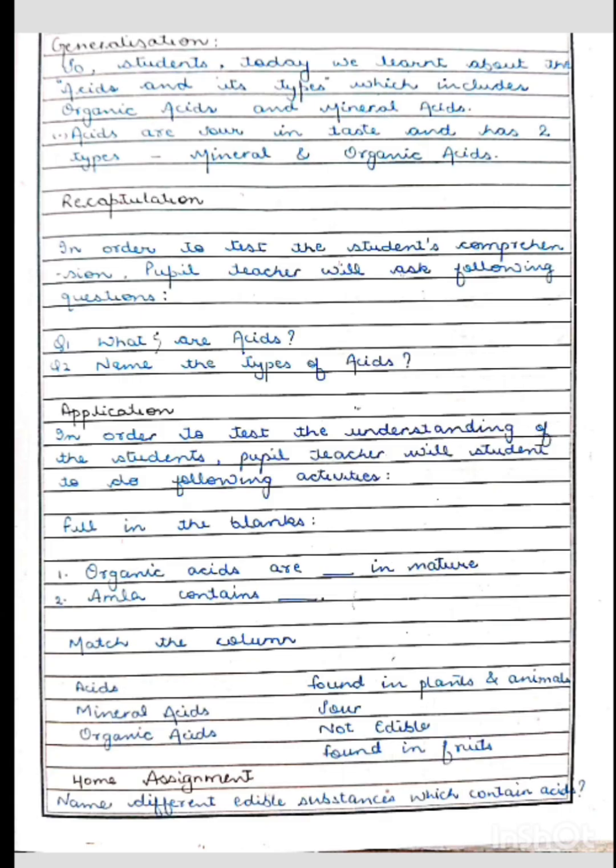The next part is the generalization part. Students, today we have learned about... no need to write any type of questions in this generalization part. In the recapitulation part you have to ask only two to three questions, and they must be one-word answerable questions. The next part is the application part, in which you have to write fill in the blanks, match the column, true or false type questions.